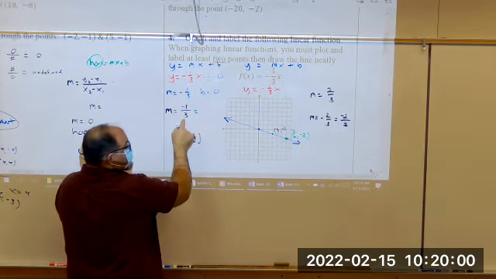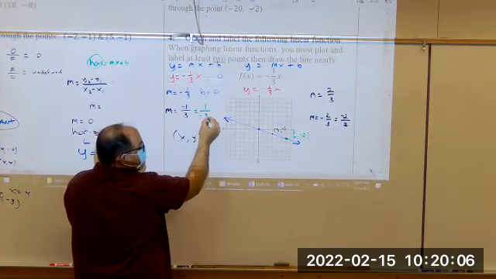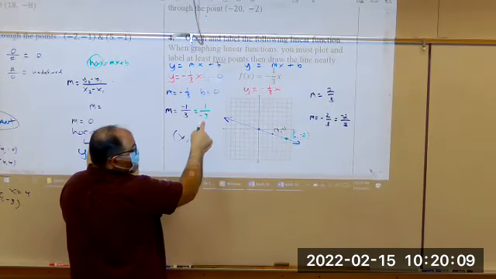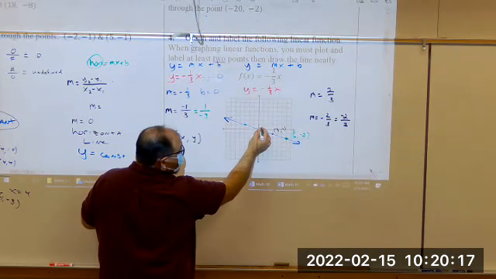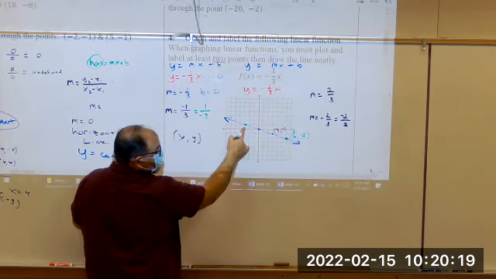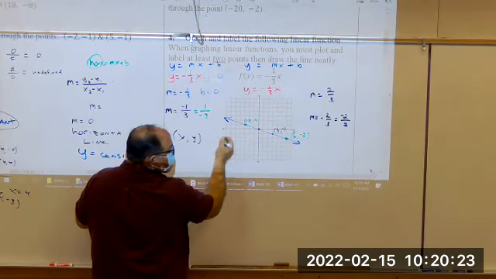This is exactly the same answer. -1 over 3 is exactly the same as +1 over -3. I don't choose to do this, but it works. That means up 1 and left 3. Up 1 and left 3 puts me here, where X is at -3, Y is at +1.